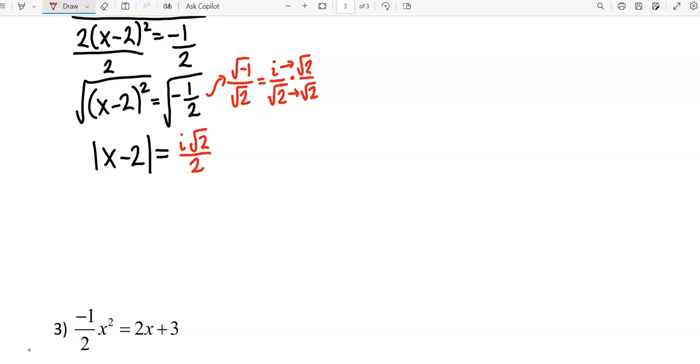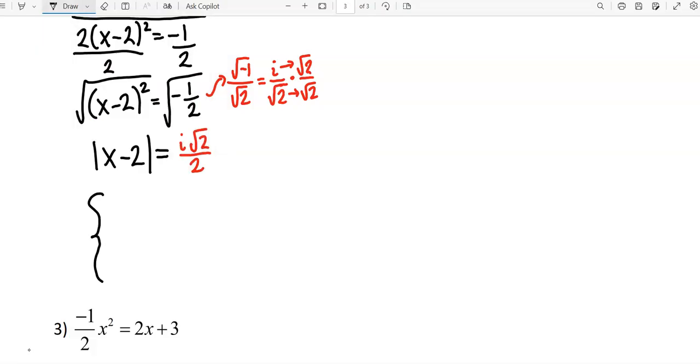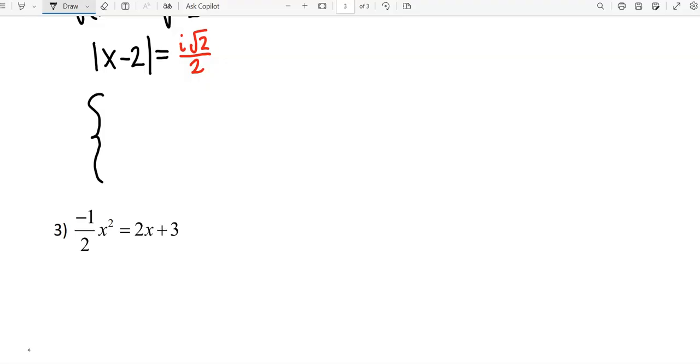That's why I wrote it in our absolute value equation, because after we do that work, then we're good to go. Well, where do I go from here? Piecewise. The absolute value of x minus 2 is equivalent to x minus 2 for some domain and negative times x minus 2 for some domain.